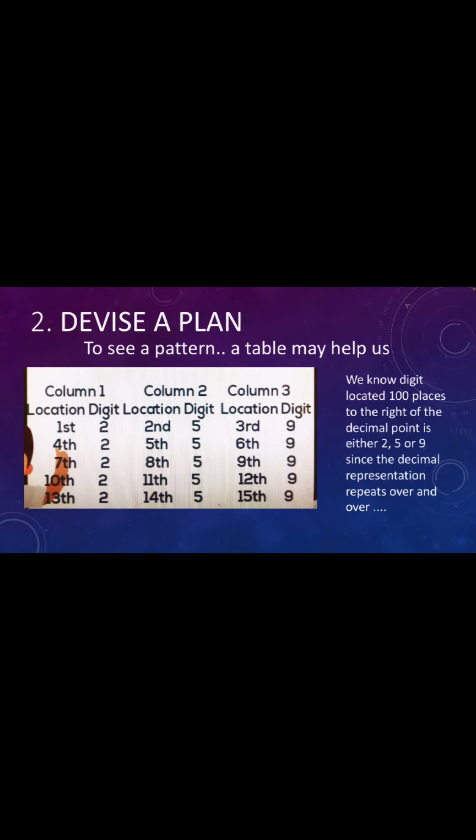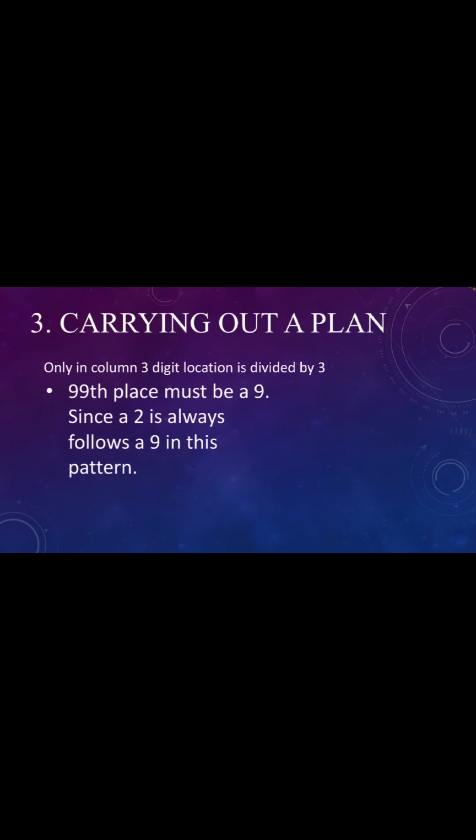We know the digit located 100 places to the right of the decimal point is either 2, 5, or 9, since the decimal representation repeats over and over. Here are the first 15 decimals of 7/27. So let's proceed to step 3, which is carrying out the plan. Only in column 3, the digit location is divisible by 3. From this pattern, we can tell that the 99th place must be a 9, since a 2 always follows a 9 in this pattern. So the 100th place must be 2.